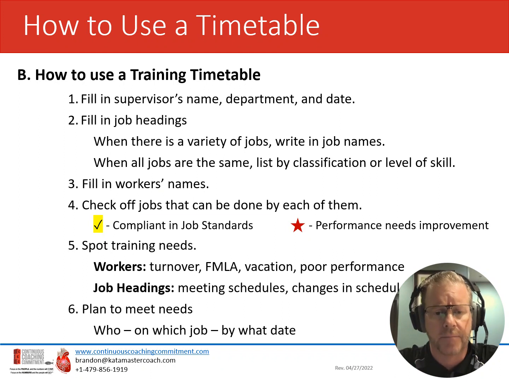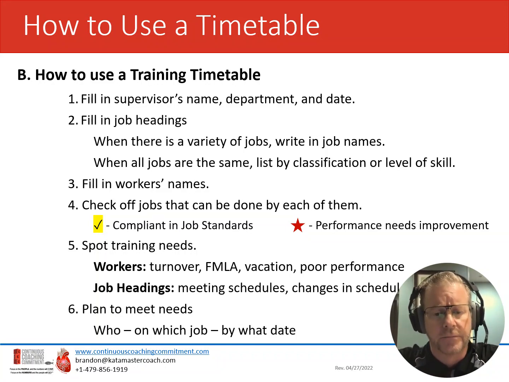Check off the jobs that can be done by each of them. Use a check mark if the person is compliant with all of the job standards and can competently do the job and proficiently perform the duties. The star was used for any area of performance needs. The 5th step is then to spot training needs.